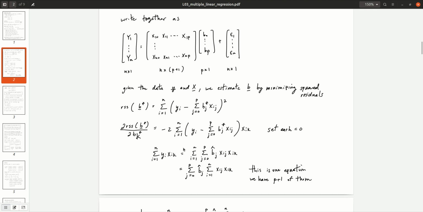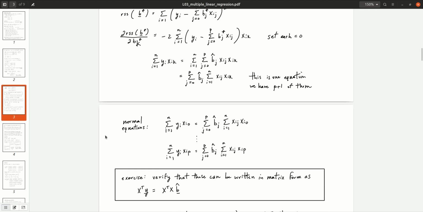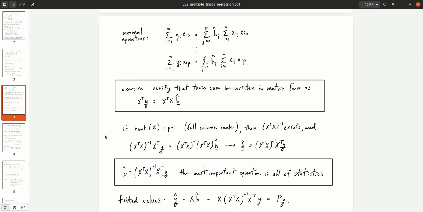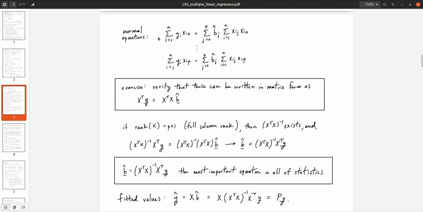I've just moved the y's to the other side. And the estimate is the solution to this set of equations. So b hat j, xij, xik. Now, if we take all these p plus 1 equations and we write them all out, they look like this. And these are very special equations in statistics, and we call them the normal equations.